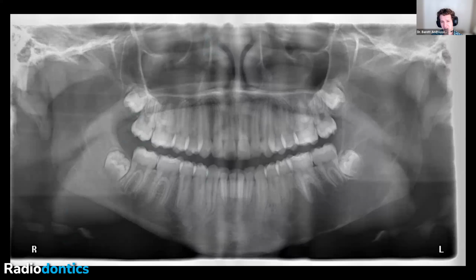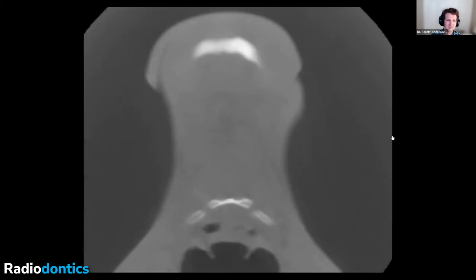So if we were to jump back to our 2D imaging, we have a multilocular radiolucency here in the left posterior mandible. You can see that there's thinning here along the inferior border, not a lot of displacement of these teeth, no root resorption. But what would these features look like on our 3D imaging?